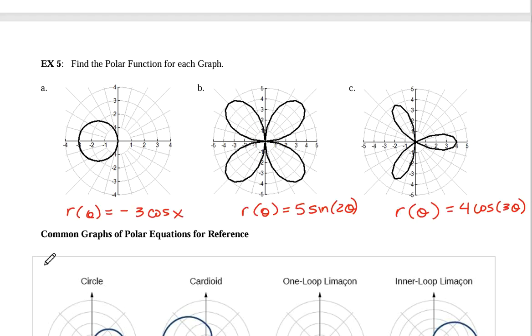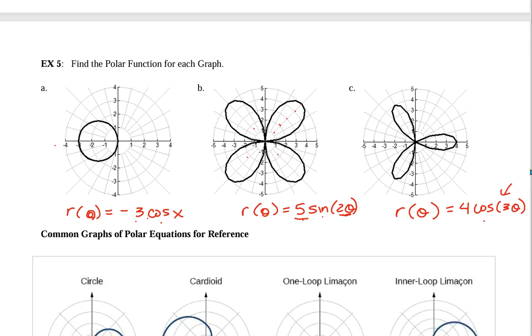Okay, how did you do? Did you make your theta values better than I did? Did you get -3 cosine? Negative because it's on the negative part, cosine because it's along the x-axis, right? 5, distance out, 1, 2, 3, 4, 5 is your amplitude, sine of 2 theta, because double that gives you 4 petals, right? So wondering if 3 is the only odd number.